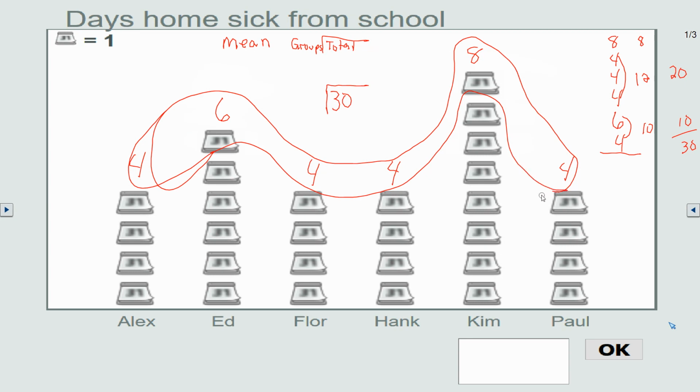Now we need to know how many groups there are. 1, 2, 3, 4, 5, 6 groups. So we're going to put a 6 here. 6 will go into 30 how many times? 5 times. 5 times 6 is 30. So our answer is 5, which is what we had already said once before. Now let's move on to another example.